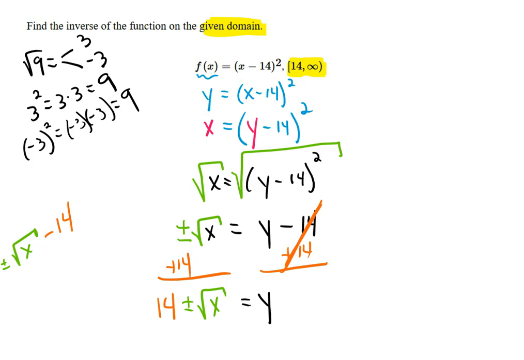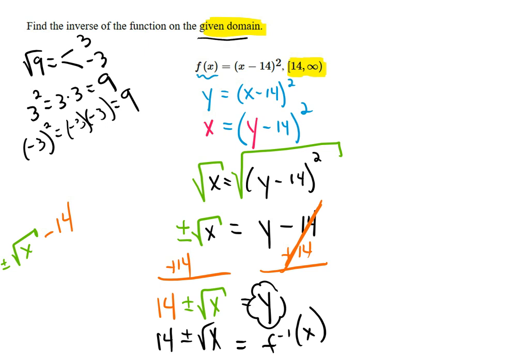So this is what y is, but remember, it's the inverse function. So now you take this out and put f negative 1 of x in its place, and then that equals 14 plus or minus the square root of x. However, it did say find the inverse function over the given domain, which means you don't want anything less than 14. So this has to be from 14 to infinity.